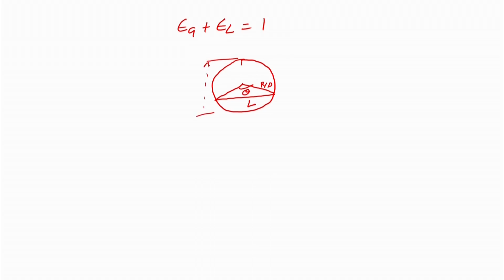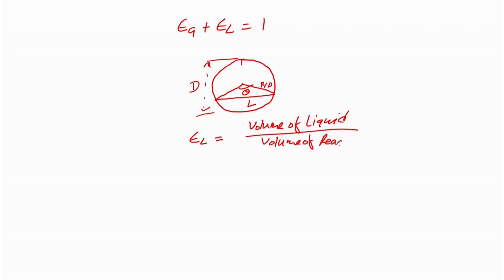is say d. Then you can use simple trigonometry, and you can find out what the epsilon L will be. Epsilon L is nothing but the volume of liquid divided by the volume of reactor. Now, this we can write as the area occupied by the liquid into length, over the area of the reactor into the length. Now, this is going to be the same.